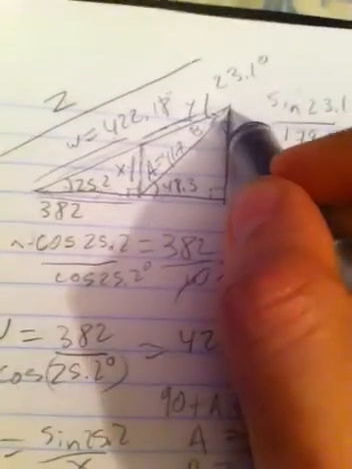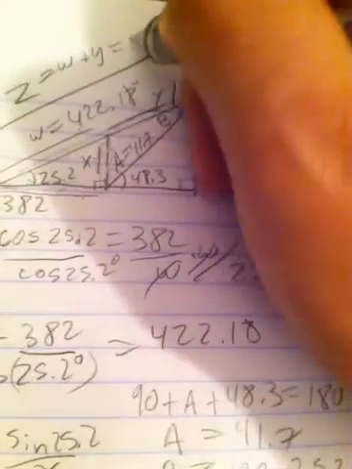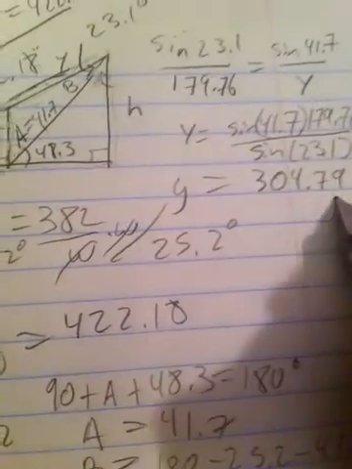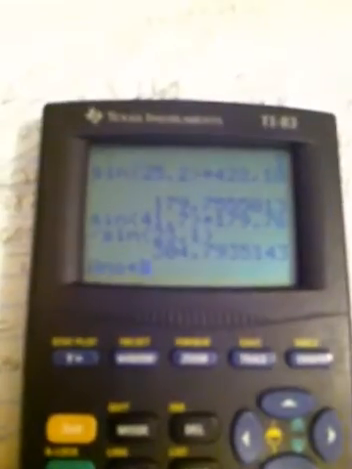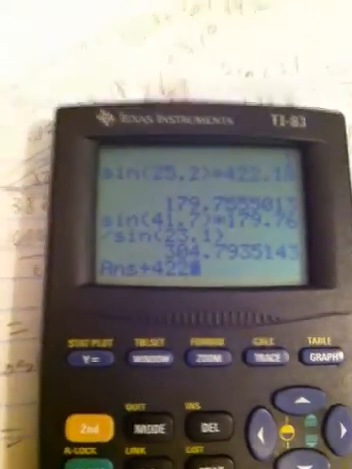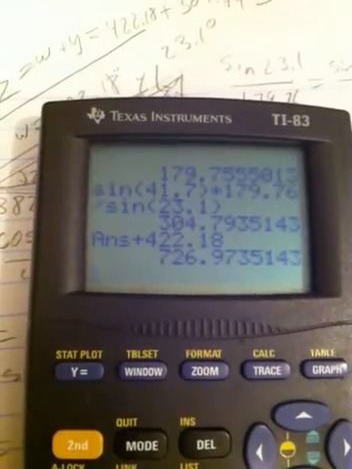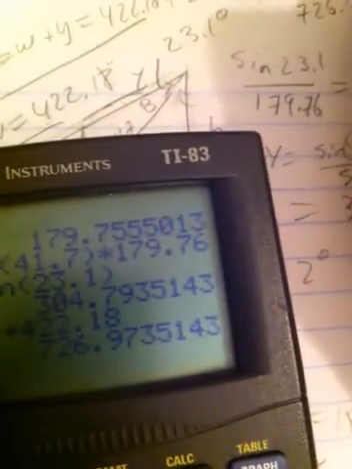Now our z, which is from here to here, is just going to be w plus y, which equals 422.18 plus 304.79, which equals 726.97.